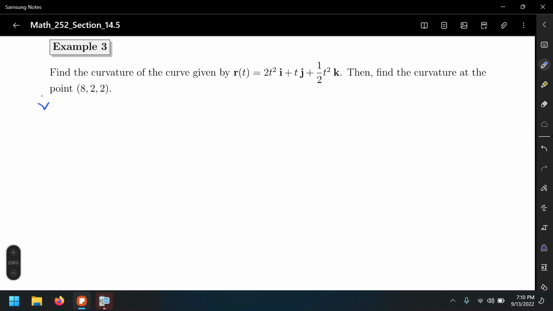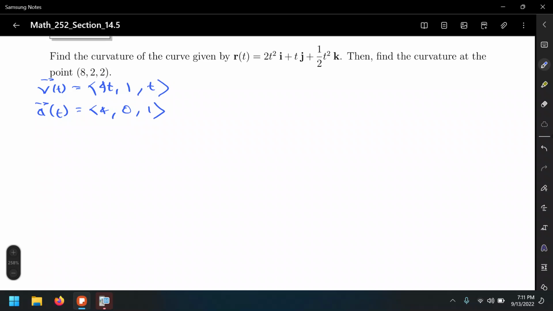So the velocity vector, which is the derivative, that's going to be 4t, comma, 1, comma, t. We need the second derivative. That's the acceleration vector. The derivative of 4t is 4. The derivative of 1 is 0. The derivative of t is 1. What else do we need here?